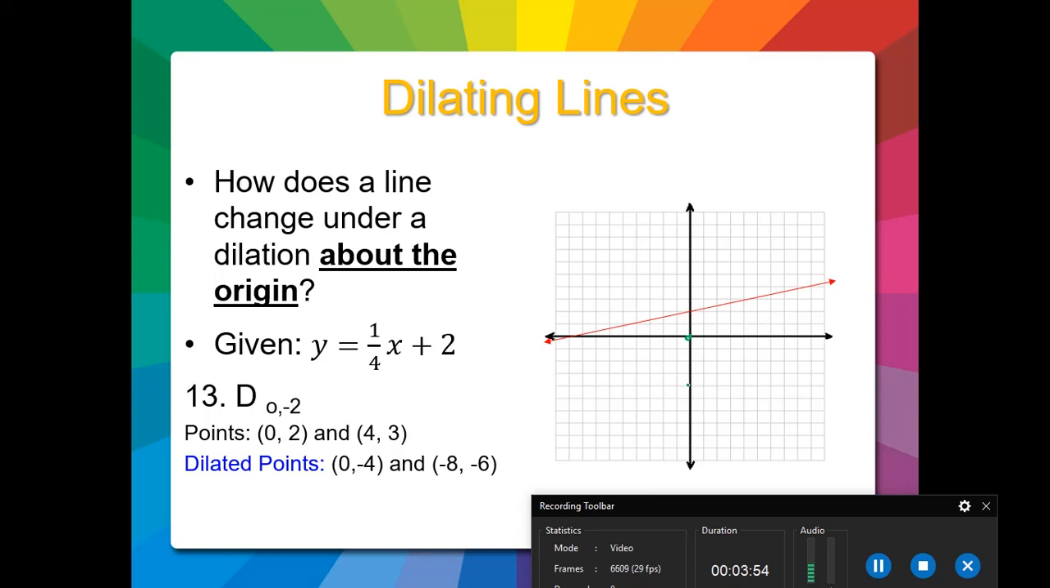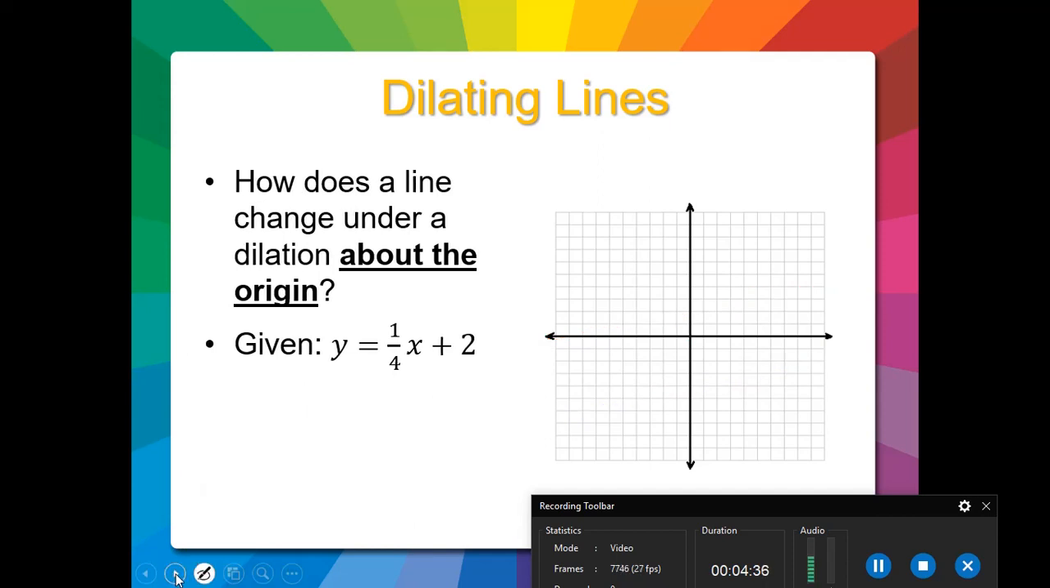0, -4 is right here on the y-axis, and -6 down. All right, so I'm going to graph my line through those points. What I hope you'll notice is that the new image is on the other side of the origin, but the line I created actually looks parallel to the existing line. And when I check the slope on it, I do have a slope of 1/4. So when 2 lines have the exact same slope, that does confirm that they're parallel.